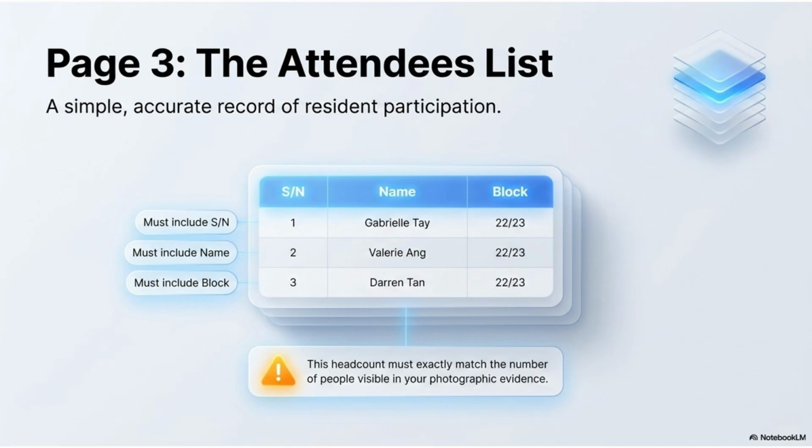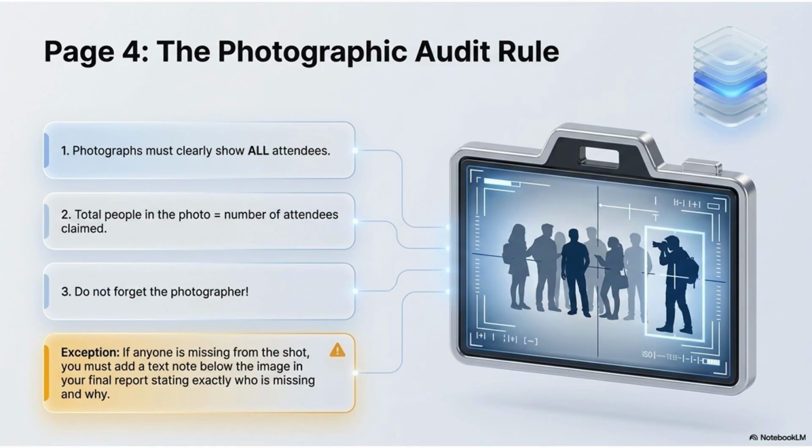And that brings us perfectly to page 4, the photographic audit rule. Remember those 3 people you just listed? Your event photographs must clearly show all of them. The total number of people in the photo has to perfectly equal the number of attendees you claimed. But wait, what if you were the one taking the photos so you aren't actually in it? Don't worry, there's an exception rule. If someone is missing from the shot, like the photographer, you just add a quick text note below the image in your report stating exactly who is missing and why.